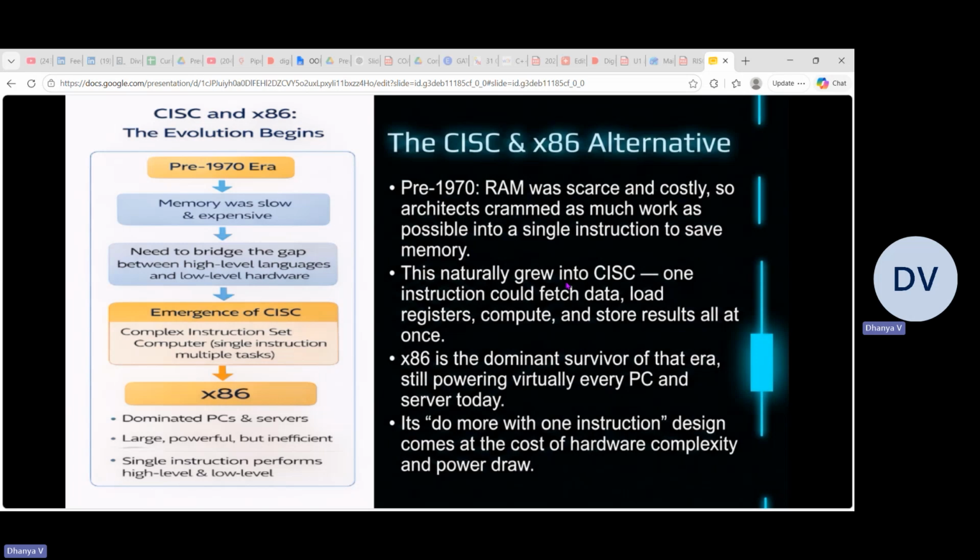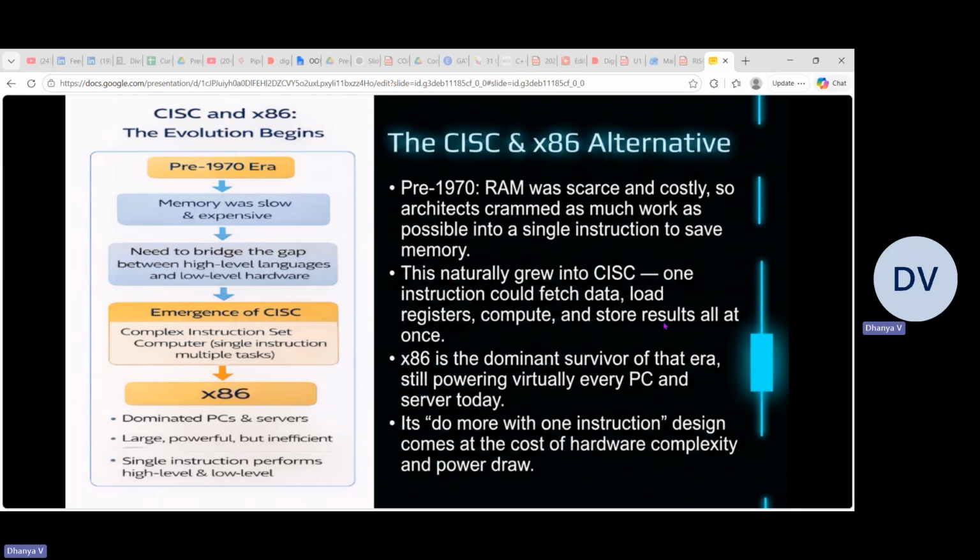That is what CISC is. One instruction could fetch data, load registers, compute, and store results all at once. x86 is a dominant survivor of the era, it also uses CISC architecture, and it's used in PCs and servers today. The idea behind CISC was to do more with one instruction.